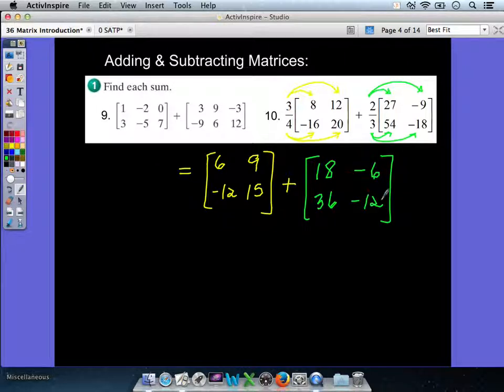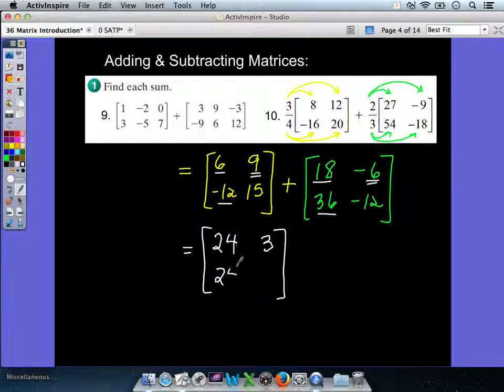Once you have scalar multiplied, whatever that number is on the outside, then you just go through and do the addition in corresponding elements. So I have 6 plus 18 is 24. 9 plus negative 6 is 3. Negative 12 plus 36 is 24. And 15 plus negative 12 is a positive 3.